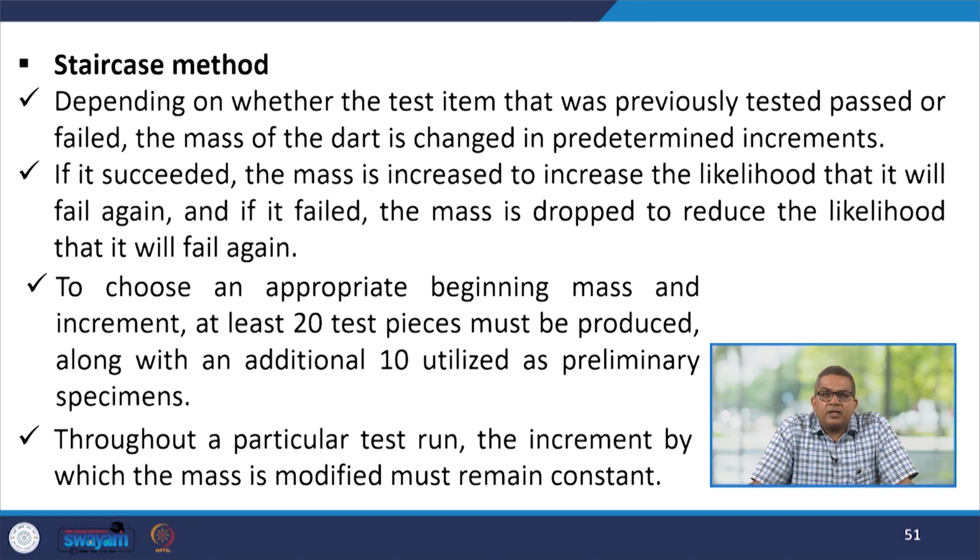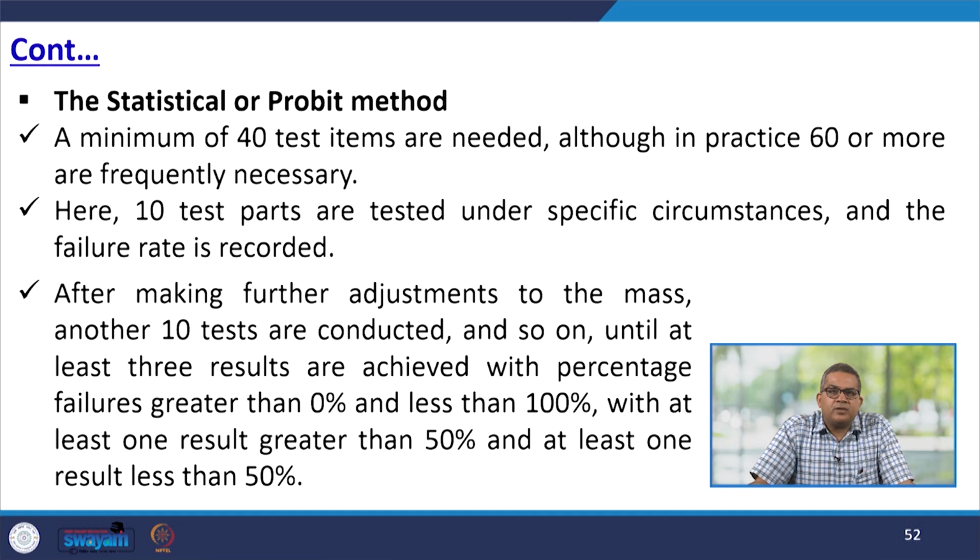Now, depending on whether the test item that was previously tested passed or failed, the mass of the dart is changed in predetermined increments. If it succeeded, the mass is increased to increase the likelihood that it will fail again, and if it failed, the mass is dropped to reduce the likelihood that it will fail again. Now, to choose an appropriate beginning mass and increment, at least 20 test pieces must be produced along with an additional 10 utilized as preliminary specimens. Throughout a particular test run, the increment by which the mass is modified must remain constant.